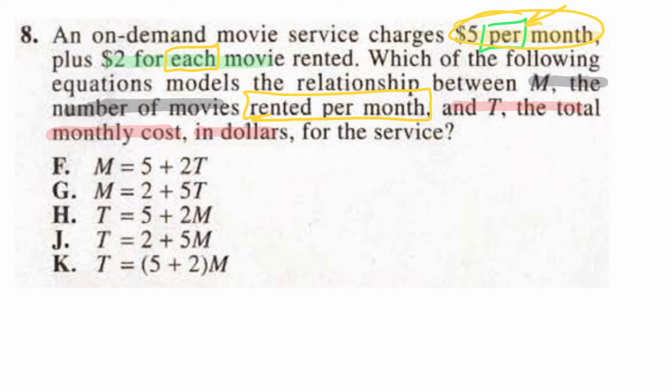So 5 is 1 month. Yeah, 5 is 1 month. So that would be a constant value of 5. We're getting charged $2 per movie, and this would have a total of T. So we can see this is our H value.